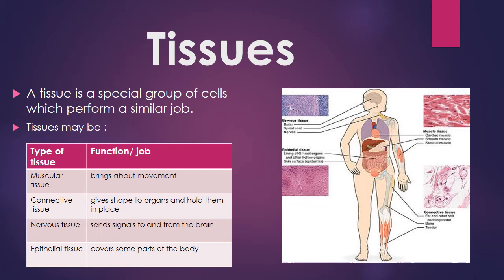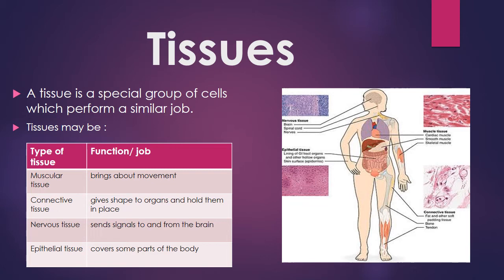Now I will tell you about the function of these tissues. Muscular tissues basically bring about movement of the muscles. Connective tissues give shape to the organs and hold them in place. So basically all these connect your fat in the body, your bones and tendons. These help to give shape to the organs and hold them in place.